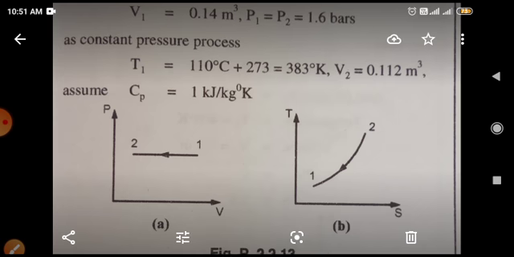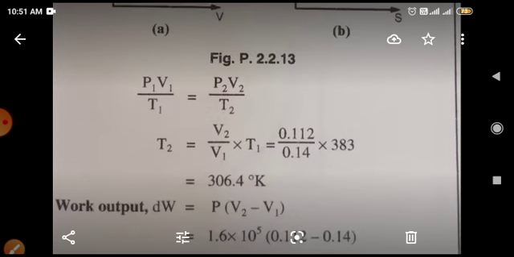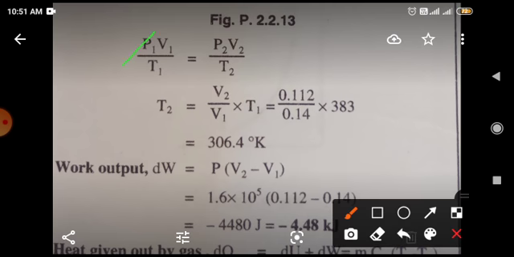Next, the diagrams are shown now. P1 V1 upon T1 is equal to P2 V2 upon T2. This is a constant pressure process, so P1 and P2 will get cancelled. Writing all this equation for T2, you will get T2 equals 306.4 Kelvin.